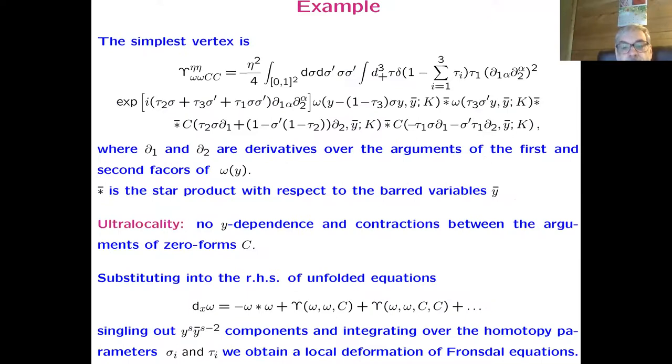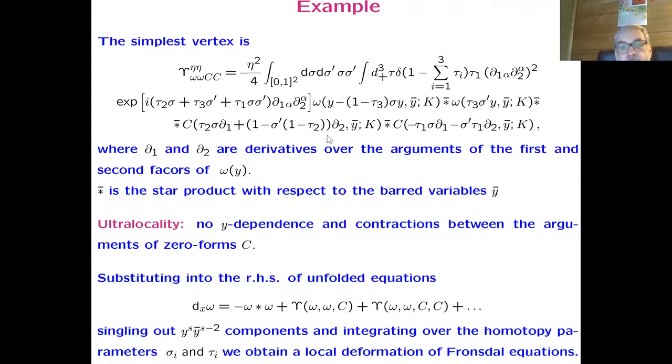Well, I'm approaching more or less the last part of my talk. So one can compute vertices. Here I'm giving an example of a vertex that appears. This is a vertex that is fourth order in fields at the level of equations of motion, so it corresponds to quintic order at the action level. There is a particular ordering of omega and c here, which is implicit on the right-hand side. This is just a kernel.